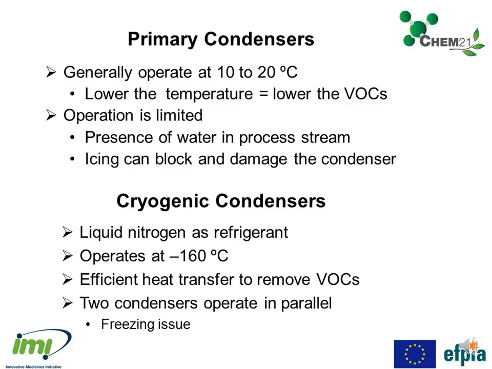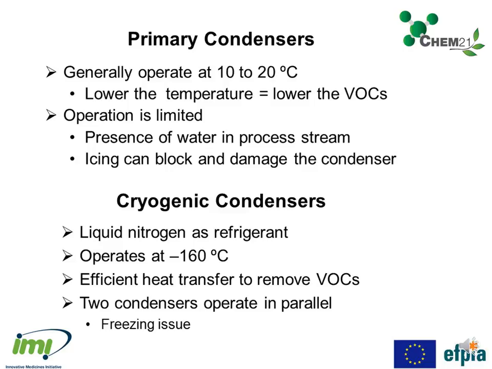Okay, so condensing liquid and gaseous vapors. Most people are familiar with condensers to do this in the lab, and indeed we can use these in the plant. So typically we'd have primary condensers and cryogenic condensers to deal with very low boiling point materials, and we can see some of the operating parameters for both of those there.